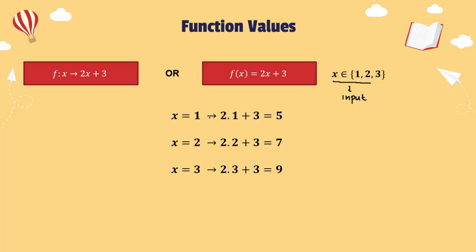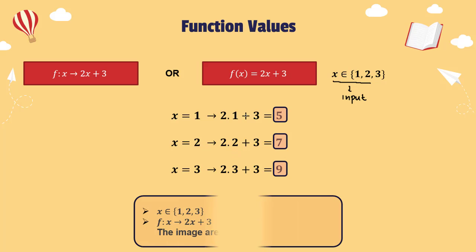And we get, for x equals 1, 2 times 1 plus 3 is equal to 5. For x equal 2, we get 2 times 2 plus 3 is equal to 7. And for x equal 3, we get 2 times 3 plus 3 is equal to 9. Look at 5, 7, and 9. All of these numbers, we call function values, with x, or the input, being 1, 2, and 3, and we get the images 5, 7, and 9.